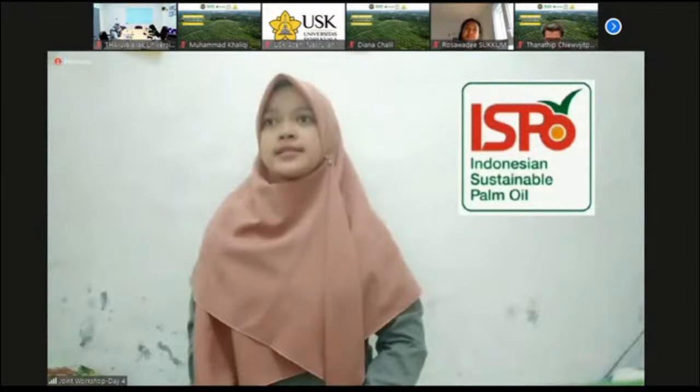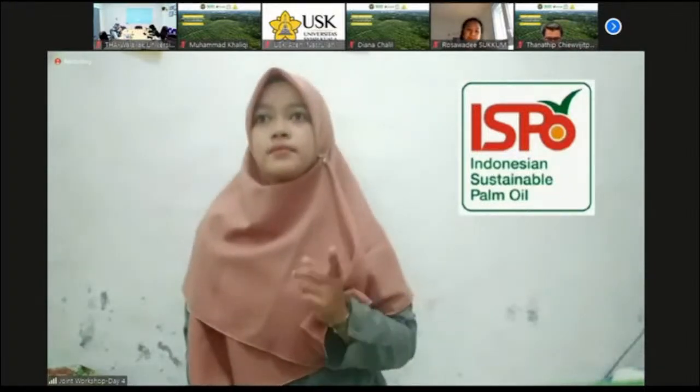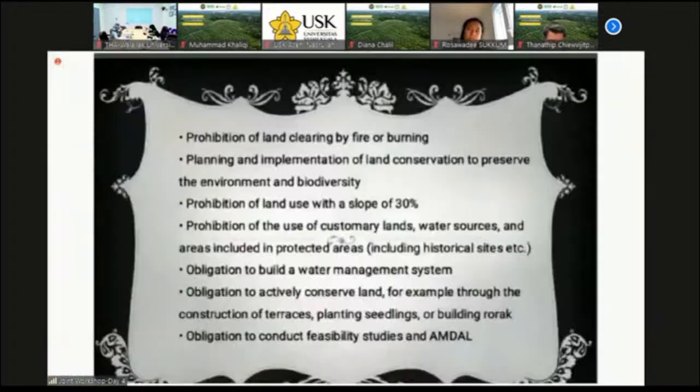There are several important requirements in ISPO certification that palm oil plantation and processing entrepreneurs must comply with, namely: prohibition of land clearing by fire or burning, planning and implementation of land conservation, prohibition of land use with a slope of 30%, prohibition of the use of customary lands, water sources, and areas included in protected areas, obligation to build a water management system, obligation to actively conserve land, and obligation to conduct feasibility studies and AMDAL.